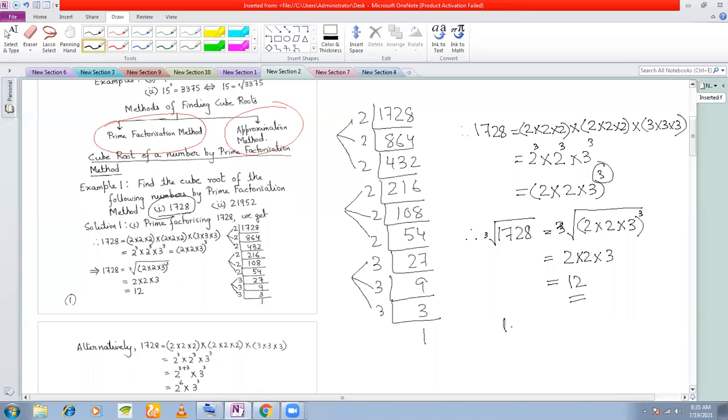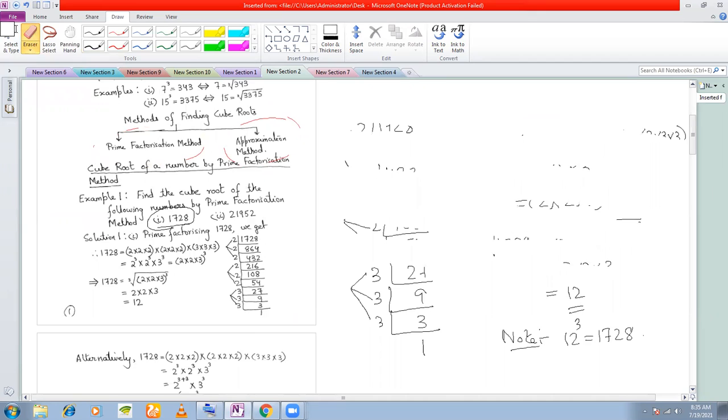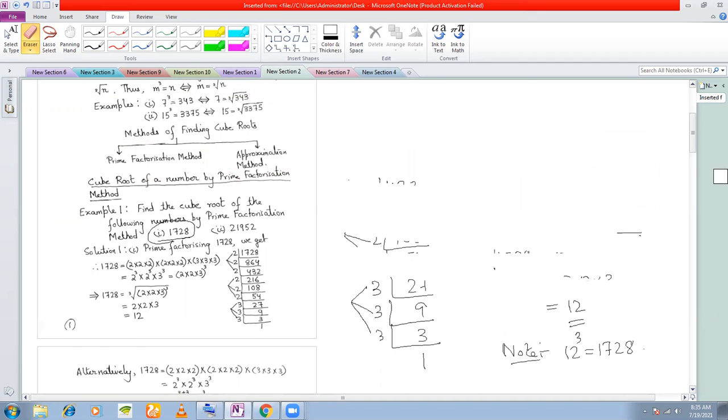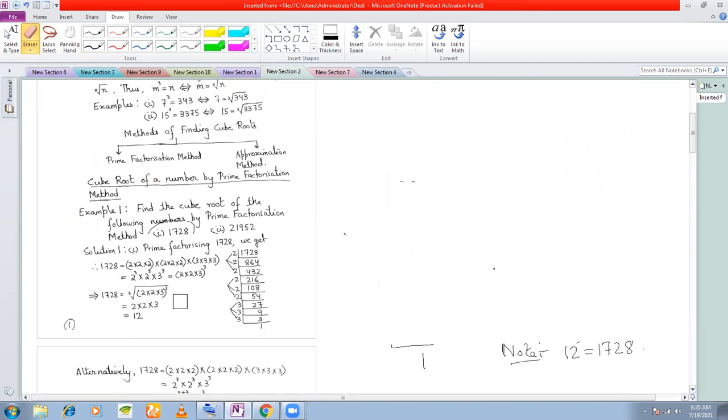That means if you cube 12, you will get 1728. Is this clear to everyone? Or any question you have? No, sir. Okay. I think one more example and I'll stop.